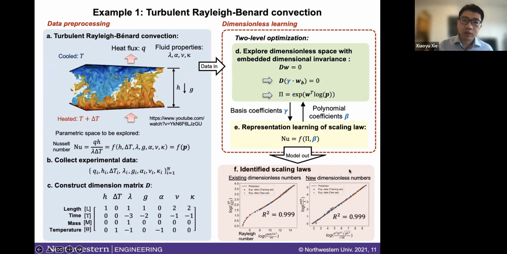Basically, the R-square score, the maximum for R-square score is 1. And in this example, we demonstrate our method in fluid mechanics.